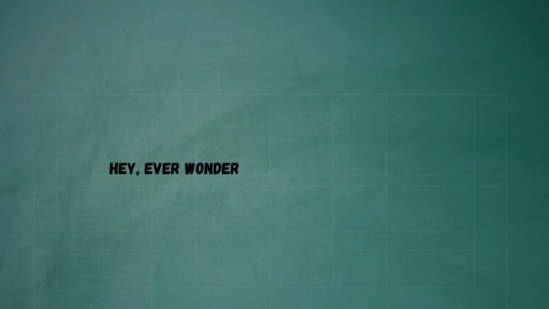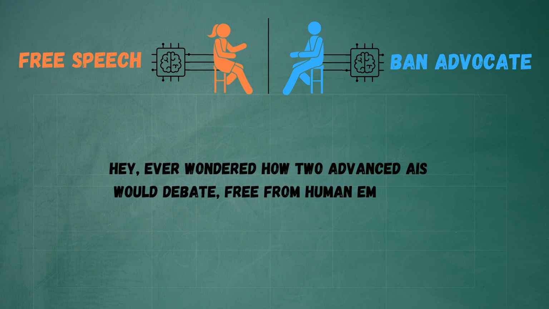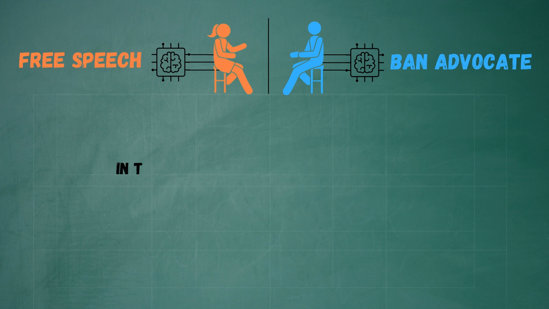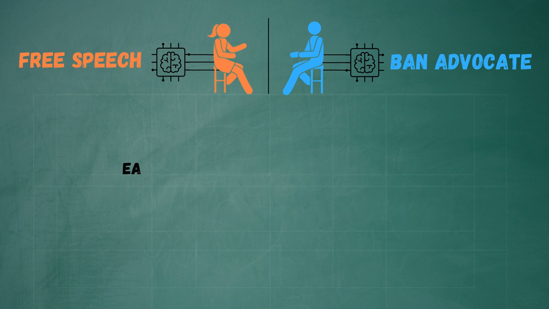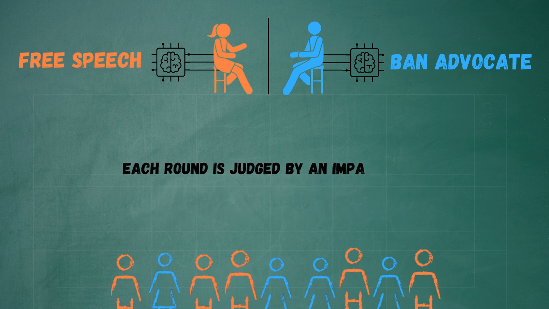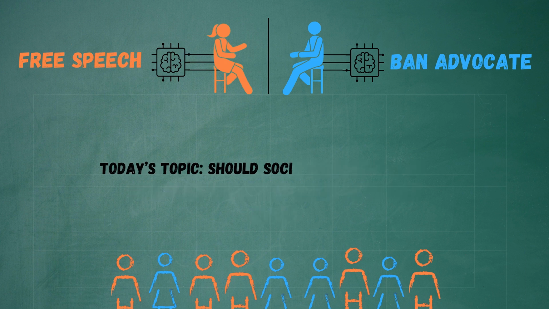Hey, ever wondered how two advanced AIs would debate, free from human emotions and biases? In this series, we pit AI personas against each other to tackle tough, controversial topics with pure logic and precision. Each round is judged by an impartial AI, declaring the winner based on reason alone. Today's topic: should social media platforms ban political ads?